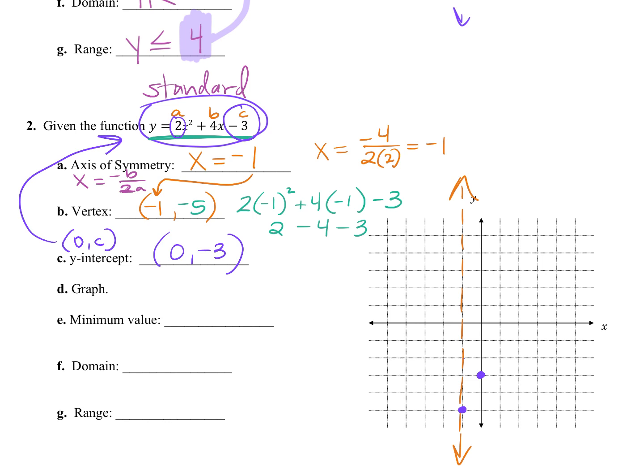How do I get my third point? Reflect it. So we went 1 to the right of our axis of symmetry. Just go 1 to the left, and that will look like this.